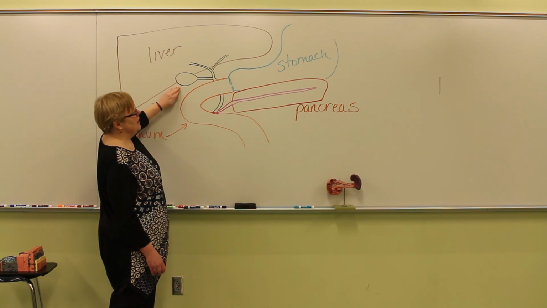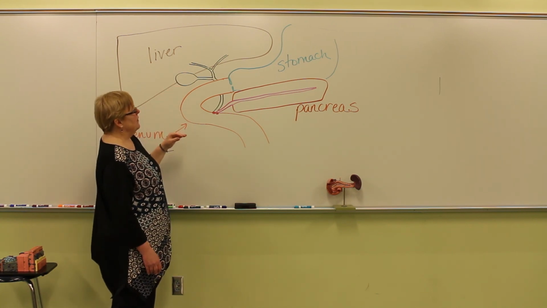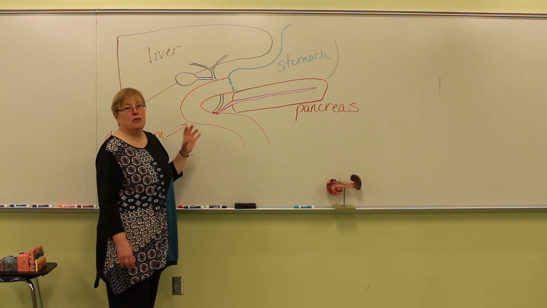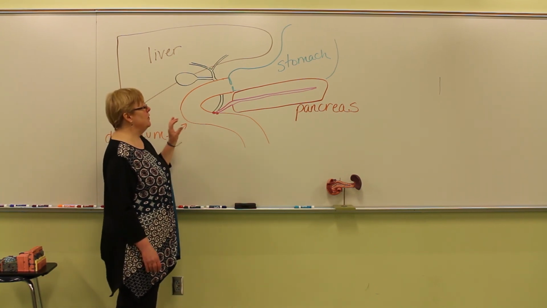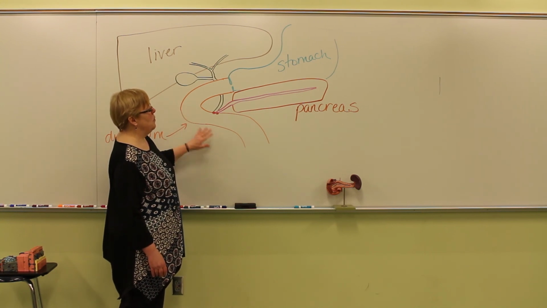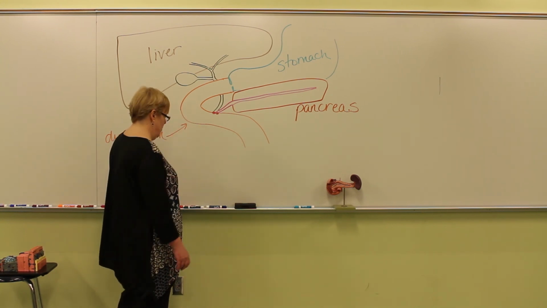The gallbladder is here. It's also considered an accessory organ, but its functions are really more storage oriented, so it's not a producer of substances the way the other two organs are.